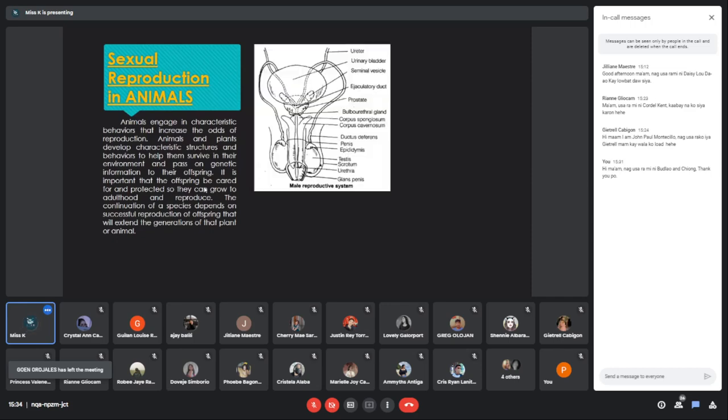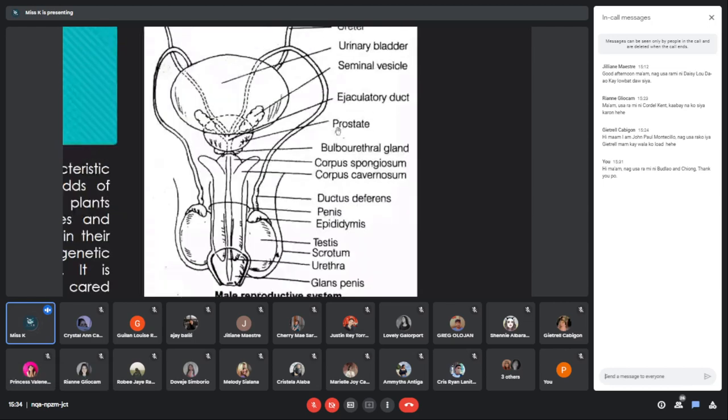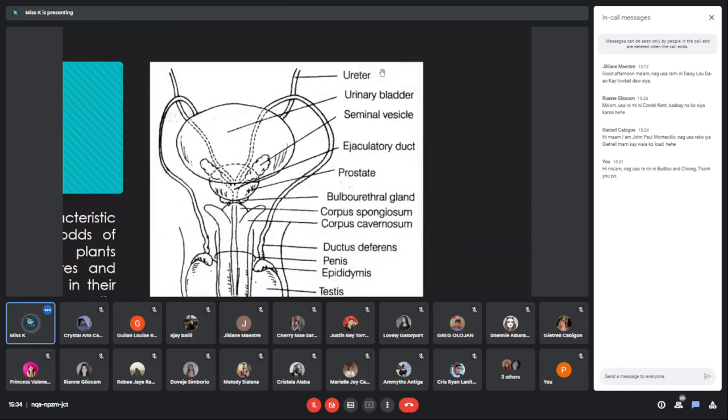Okay, so let's proceed to naming the different parts of reproductive system sa humans and other animals. So first, we have here sa humans, this is the male reproductive part of the humans. We have here a ureter. This is actually, okay, and then you have here a urinary bladder.